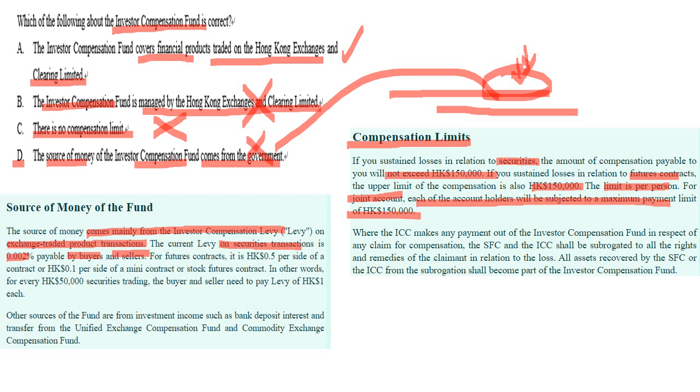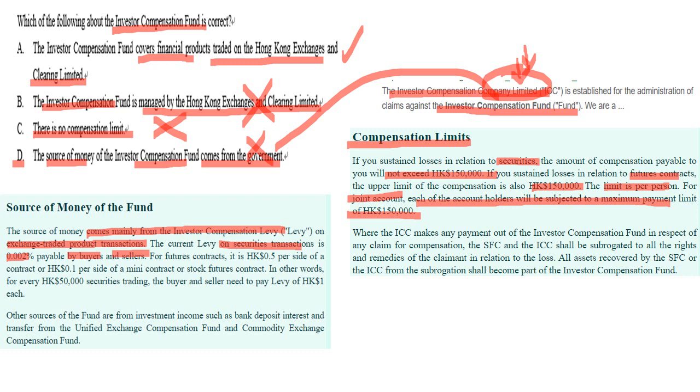The investor compensation fund covers financial products traded on the Hong Kong Exchanges and Clearing Limited. This is correct. B is wrong. "Investor compensation fund is managed by the Hong Kong Exchanges and Clearing Limited" is wrong. Look at this, it is managed by the Investor Compensation Company Limited. Okay, we have the name Limited.